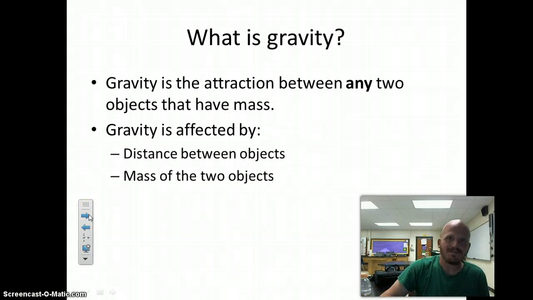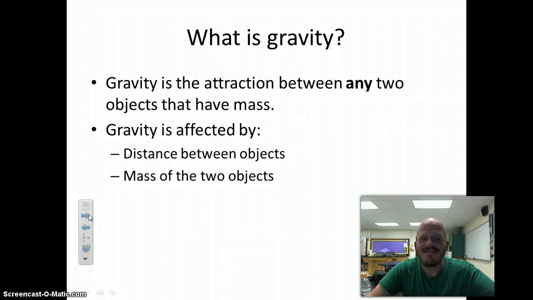What is gravity? When it really comes down to it, gravity is simply defined as the attraction between any two objects that have mass. No matter how big or little two objects are, if they both have mass, there is a gravitational attraction between them. The other thing that will affect how strong or weak gravity is, is the distance between the two objects. So distance will affect them and mass will affect them.